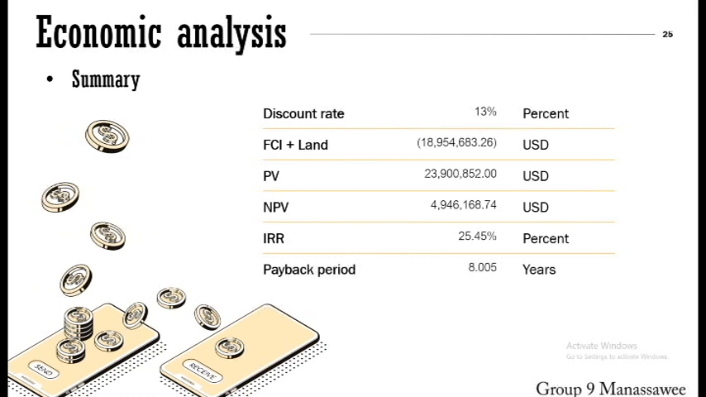Summary of cash flow analysis. The discount rate is about X% of interest rate plus 5 from risk since our project is a new business. So the discount rate is equal to 13%. The present worth from year 20 to year 0 is $23 million, and the net present value is about $5 million. Interest rate of return is about 25% and it uses 8 years to get payback.